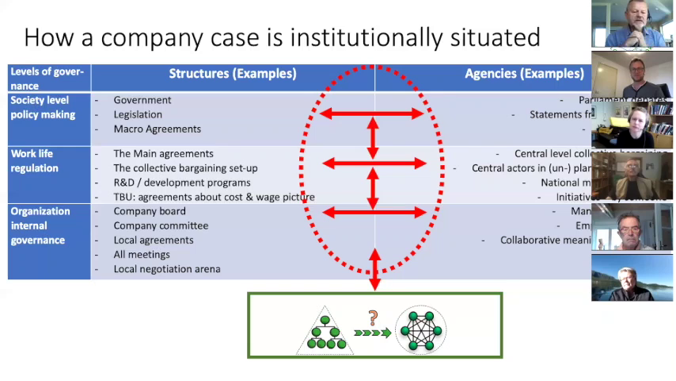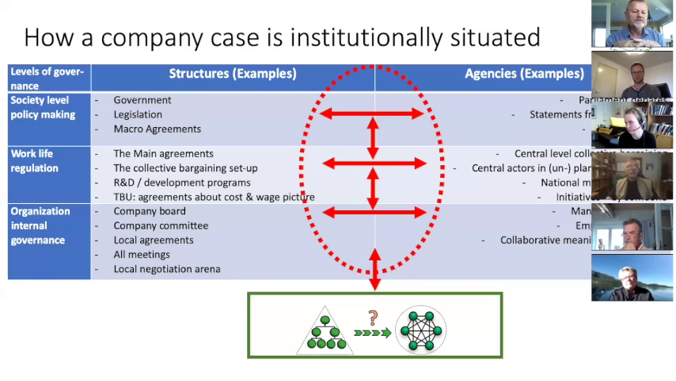What this slide in the picture now shows is that it's not exactly seven heavens, but it's a three-layer system of an institutional landscape that is surrounding, embracing any organizational case. On the society level of policy making, on the level of work-life regulation, and also in the system of the organizational internal governance systems, you have a whole set of structures and agencies that are engaging with one another and across the levels.